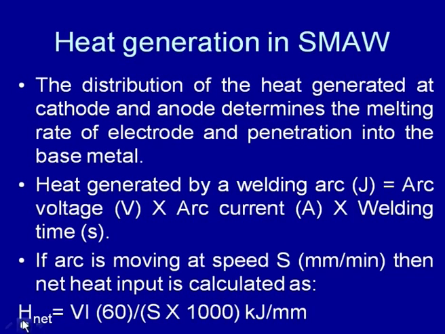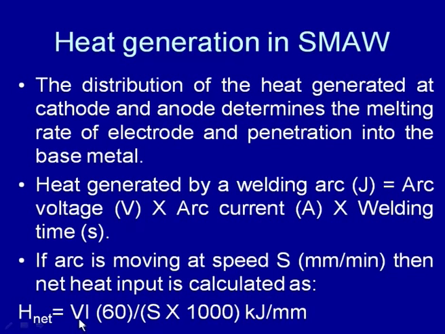So, the heat generated by the arc is given by the arc voltage, arc current, and the time for which the current is allowed to flow. Since the arc is continuously moving in the shielded metal arc welding process, the amount of heat supplied per unit time is reduced, and the net amount of heat supplied to the base material is given by the equation H net.